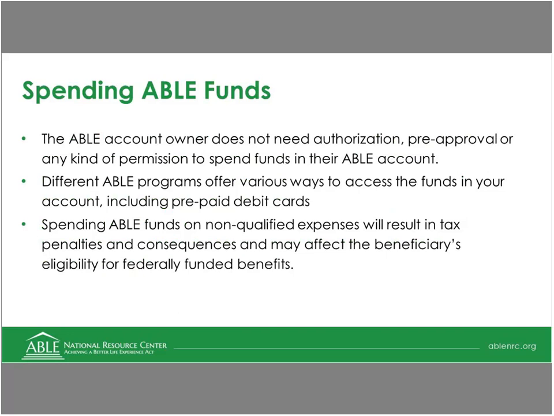So again, this allows the beneficiary much greater autonomy than perhaps they've ever had before in terms of using these funds. It's not like a third-party special needs trust. It's not like a pooled trust wherein you have to ask permission, you have to be approved to receive funds and things like that. You have a much greater level of independence in terms of accessing the funds and spending the funds. Additionally, different ABLE programs offer various ways to access the funds in your account, including prepaid cards and debit cards.